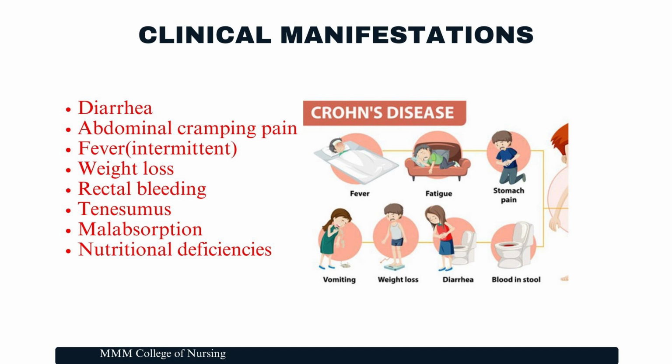Tenesmus is a constant feeling that you have to go to the bathroom but you can't. And malabsorption: here the problem is in the small intestine, and the small intestine mostly does the absorption process, but here it will not properly absorb nutrients, which leads to malabsorption and could end up in nutritional deficiency. So these are all the major signs and symptoms of Crohn's disease. Some of the other signs and symptoms are constipation, eye inflammation, fistulas, fissures, abscess, and mouth ulcer. This is about the clinical manifestations.